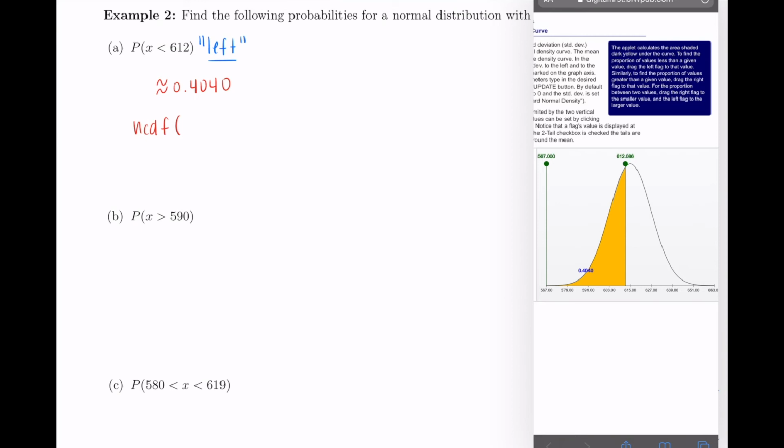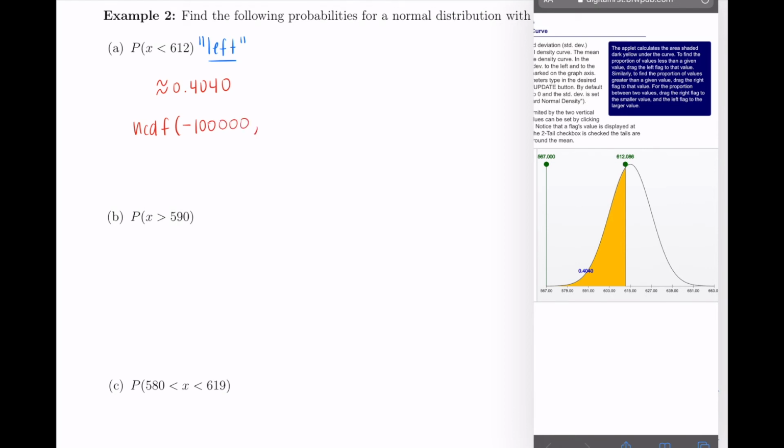If you were to enter this into your calculator, you can still use the normal CDF function. Because you have that less than sign, you're finding areas to the left. So I'm going to put in negative 100,000. The reason why I normally use negative 100,000 is because if I didn't have this applet in front of me, I would not know off the top of my head that 567 is the smallest value on the curve. That negative 100,000 just means that I don't have to do any of those calculations and it's always taken care of.